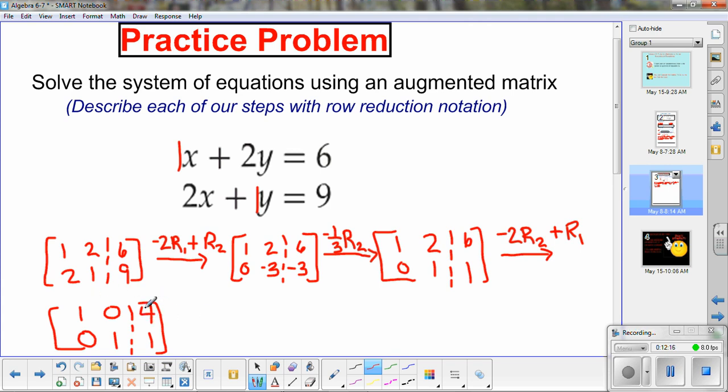So 1x equals 4 and 1y equals 1. So our solution is 4, 1. And you can check this by plugging in 4 for x and 1 for y into both equations, and it should work in both.